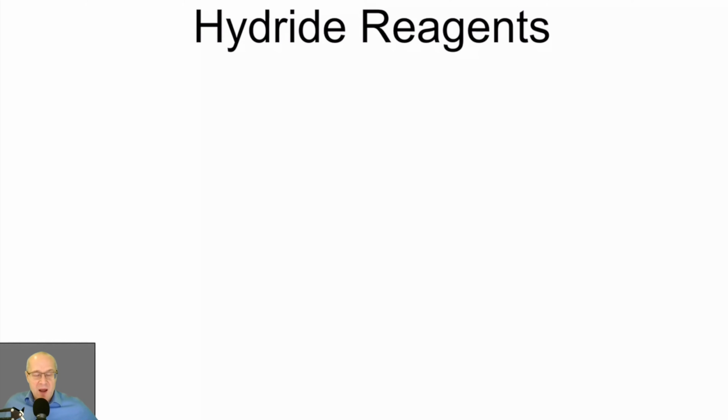Let's move on to hydride chemistry. Now, hydrides are similar to Grignards in that they produce something minus. Grignards produce R groups minus. Hydrides produce H minus. Hydride literally means H minus: H with a lone pair and a negative charge. There are two reagents you have to know.